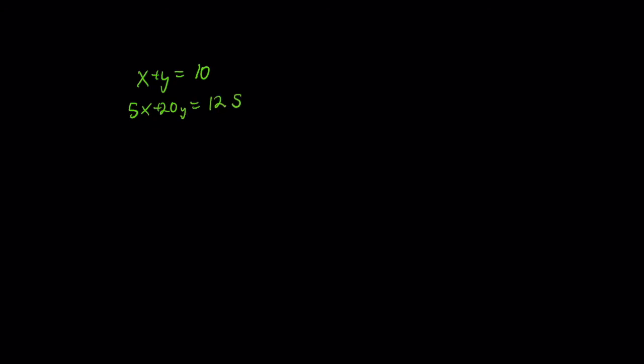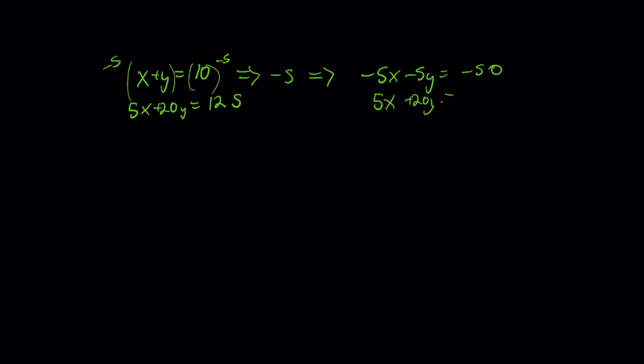So I'm going to go ahead and solve this by elimination. I want my x's to cancel out. So I'm going to multiply this equation by -5 on both sides. And this notation is really for me to keep track of what I'm doing. So I've got -5x minus 5y is -50. And I'm going to add that to 5x plus 20y is 125. My x's cancel. I've got 15y is 75.